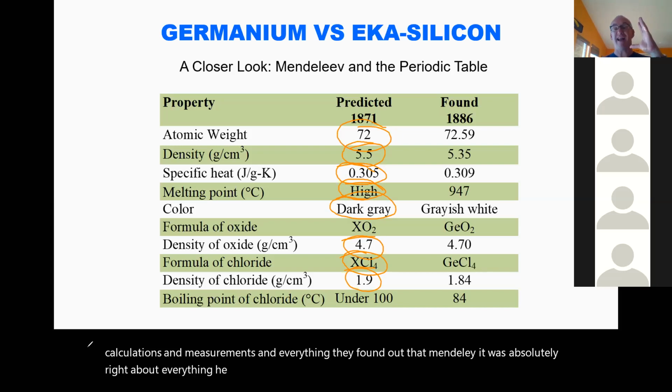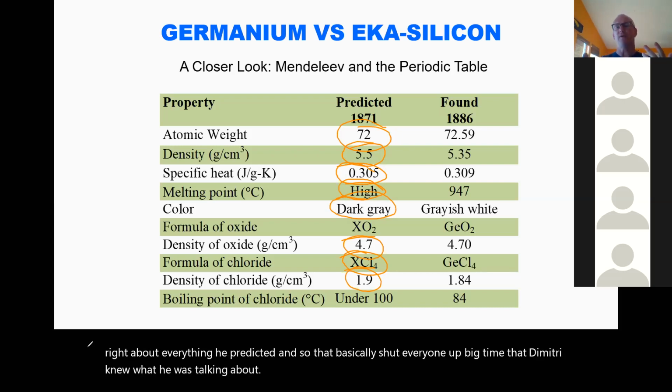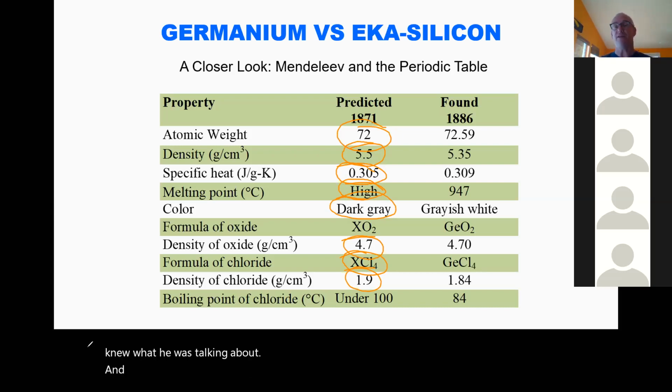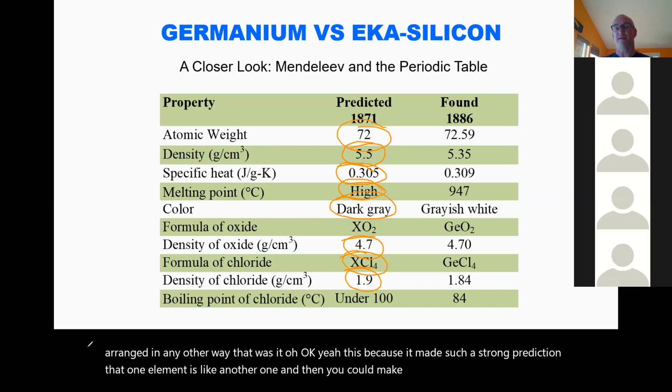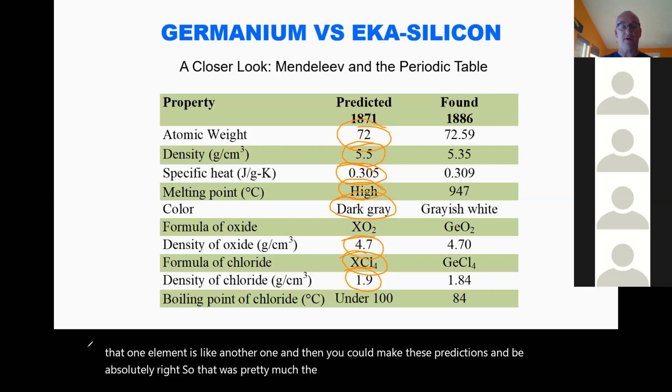And so that basically shut everyone up big time, that Dmitri knew what he was talking about. And also, that was pretty much the end of the argument that the periodic table should be arranged in any other way. That was it. Just because it made such a strong prediction that one element is like another one, and that you could make these predictions and be absolutely right. So that was pretty much the end of anyone thinking the periodic table should have any sort of other arrangement to it.